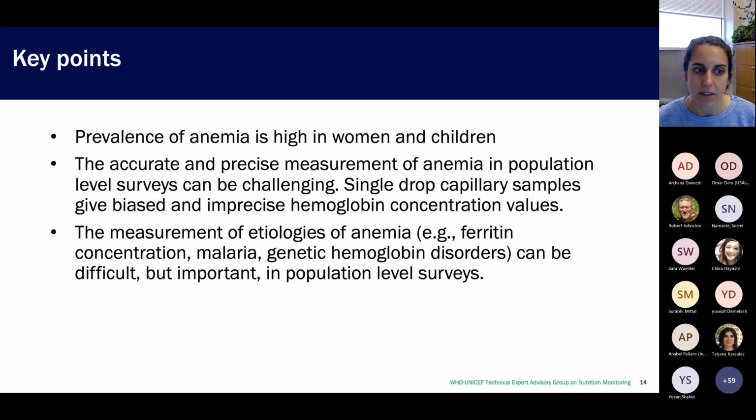Lastly, the etiologies of anemia are diverse. So approximately 50% of anemia is due to iron, and etiologies vary by age, sex, and geography, but their measurement can be difficult in population level surveys.